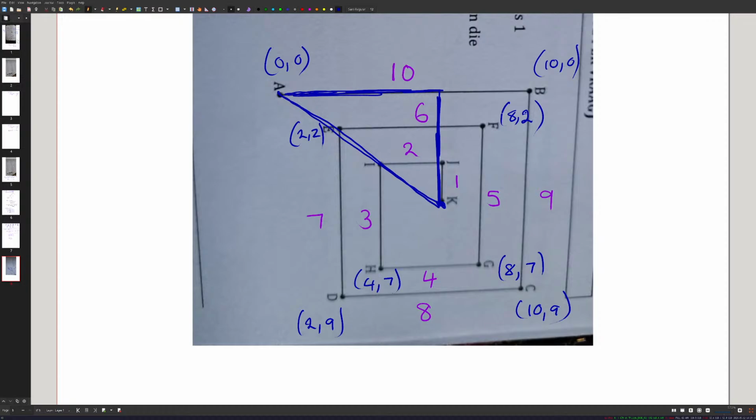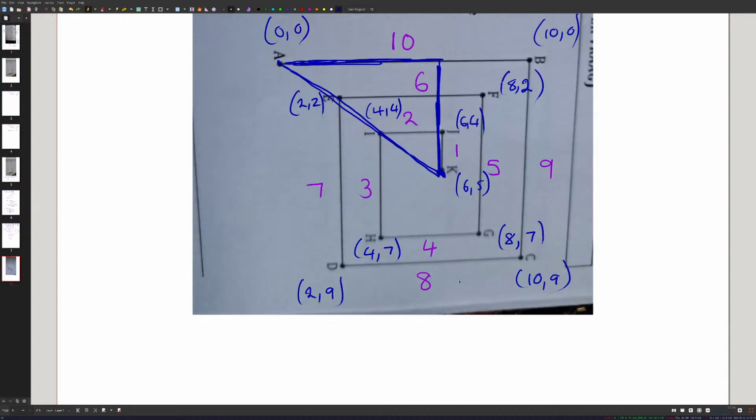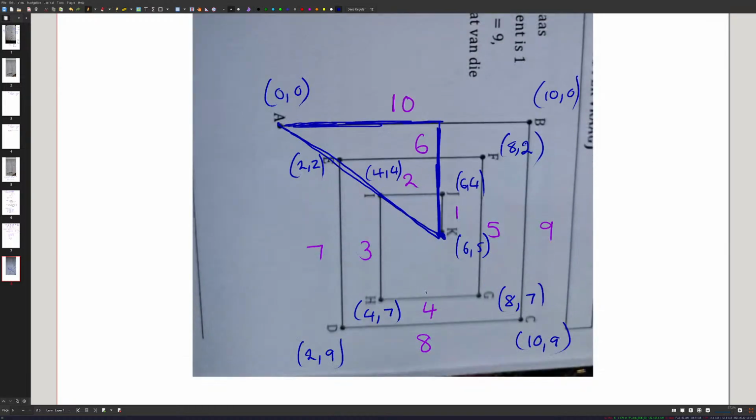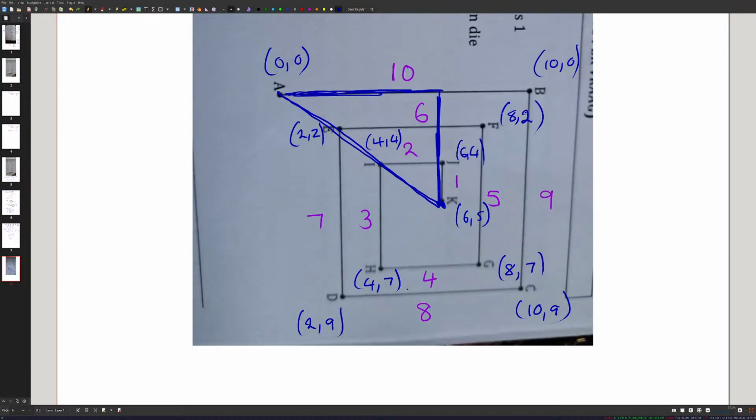4, 7 over there. We go 3 up, we get to 4, 4. And then we go 2 across and we get to 6, 4. And we go 1 down, so we get to 6, 5. But if you wanted to think of it in terms of lengths, I think coordinates is actually the most natural way to think of this.